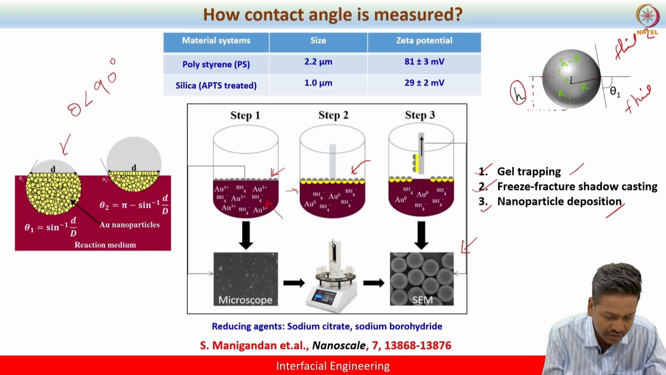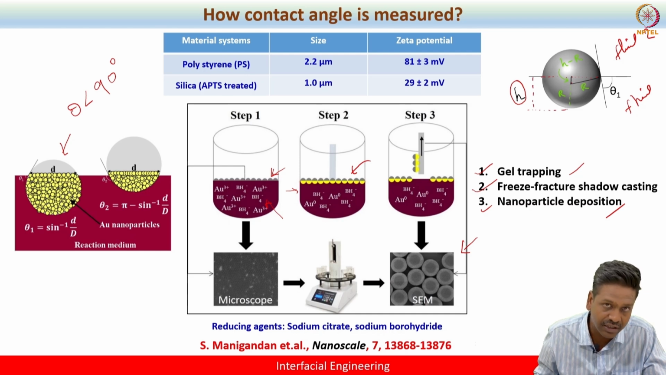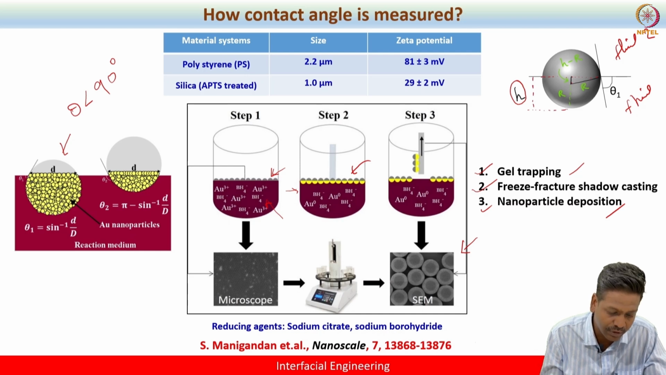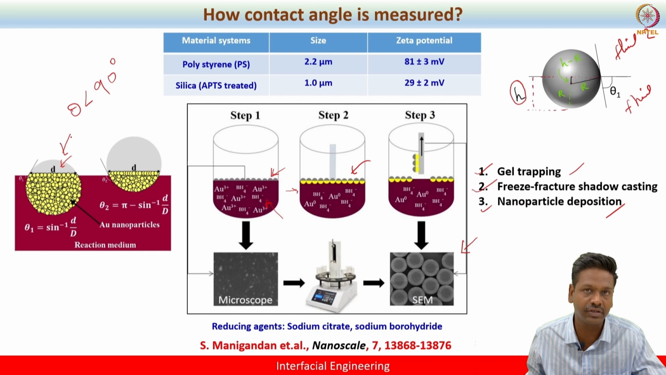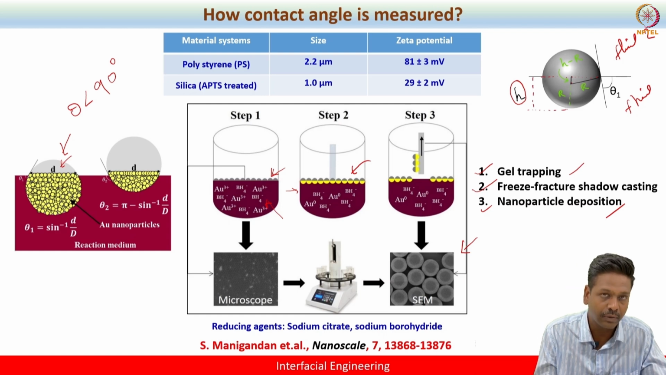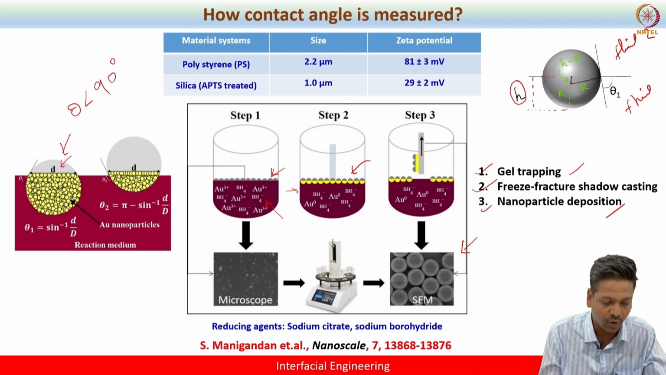So you can see that as they nicely deposit on the surface, by transferring them onto the glass substrate and imaging them using the scanning electron microscopy, from the top you can understand from the morphology there is an uncoated region which is denoted using the small d, right? So this will help us understand what is the theta 1.